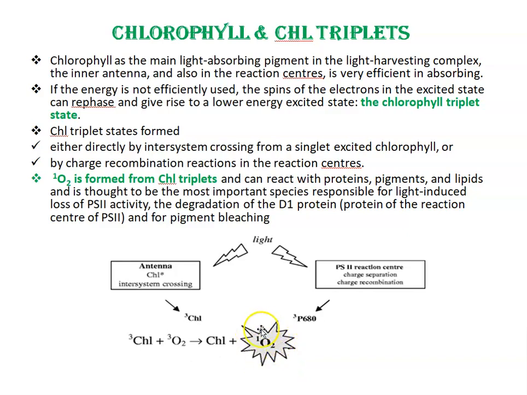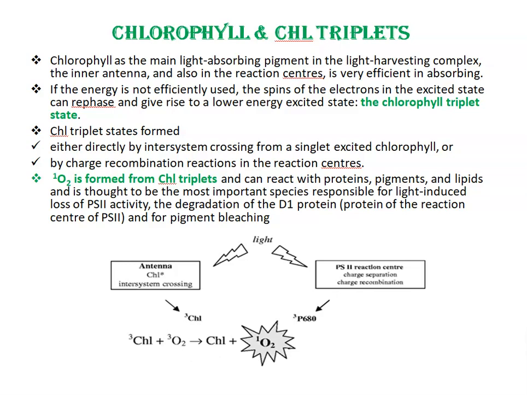So this singlet oxygen is a problem because singlet oxygen, which is formed from chlorophyll triplets, can react with proteins, pigments, and lipids, and is thought to be the most important species responsible for light-induced loss of photosystem 2 activity. Also, the degradation of D1 protein, D1 protein in the reaction center of photosystem 2 and for pigment bleaching.